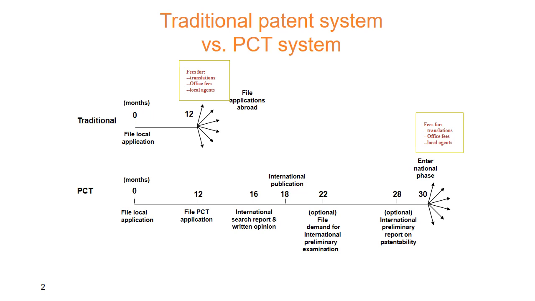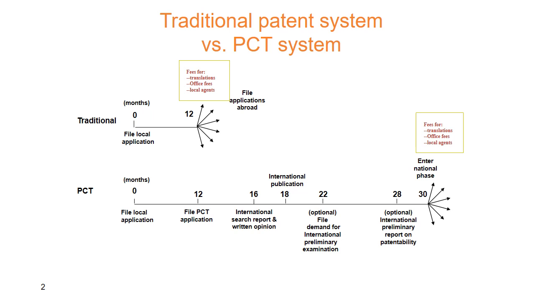Now we are going to see the PCT system. In the PCT system it takes around 30 months. What are the steps? First we have to file the local application. After filing the application, it takes 12 months, then we have to file the PCT application. After that, within 16 months, we receive the international search report and the written opinion. After receiving the report and opinion, we go to the international publication, which happens in the 18th month. Then in the 22nd month, the demand for international preliminary examination, which is optional, can be filed.